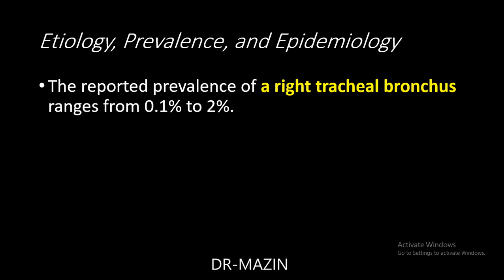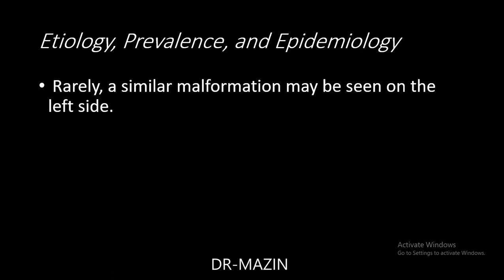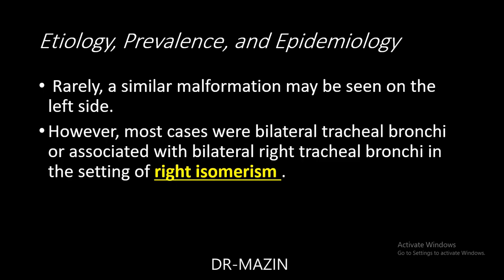The reported prevalence of the right tracheal bronchus ranges from 0.1 to 2%. The reported frequency of the tracheal bronchus supplying the entire right upper lobe, which we call the pig bronchus, is approximately 0.02%. Rarely, similar malformations have been seen on the left side.